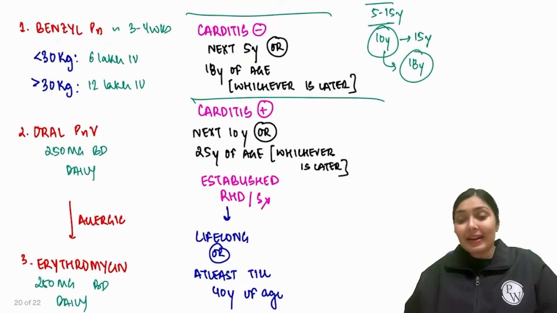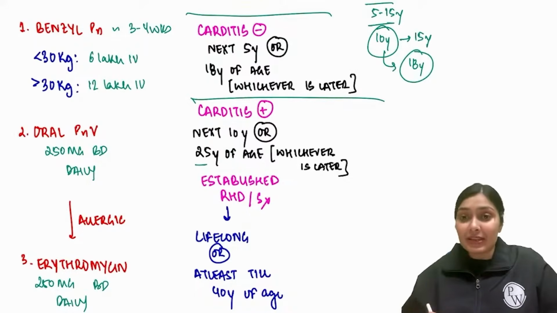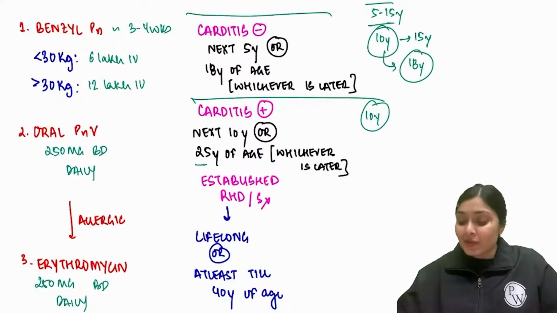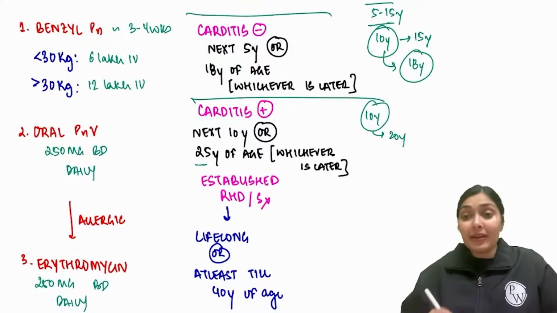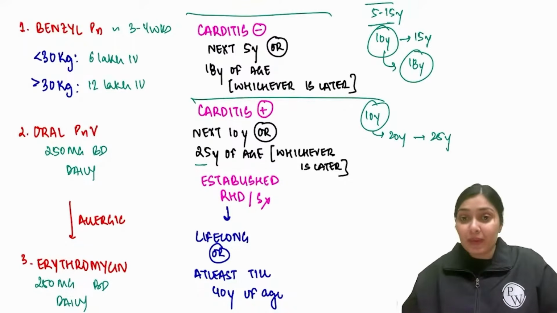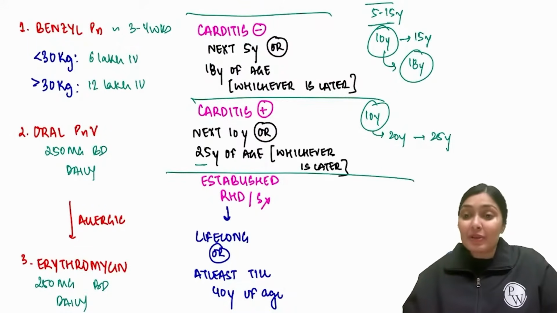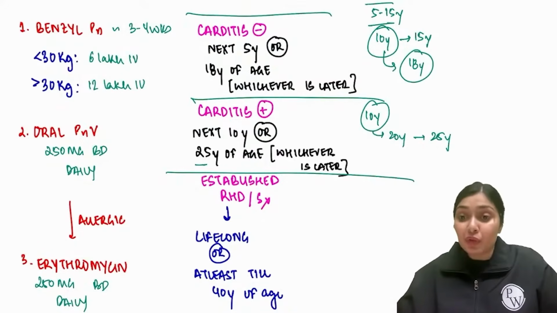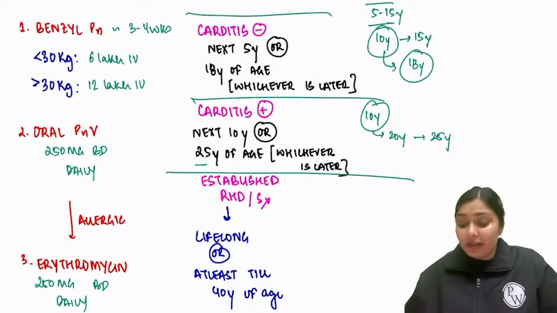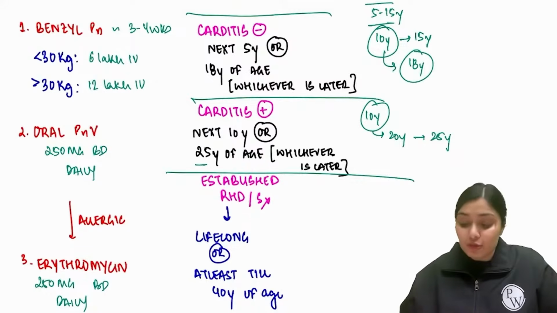Secondly, if the child has carditis, we give it for the next 10 years or 25 years of age, whichever is later. So take the same example, 10-year-old child. If the child had carditis, then 10 years makes 20. But 25 years is later. So you give till 25 years of age. Right? And lastly, the child has developed RHD. There is an established RHD or surgical management for the valve of the same. Then lifelong these antibiotics have to be given, or till at least 40 years of age, these antibiotics for the secondary prevention have to be given.